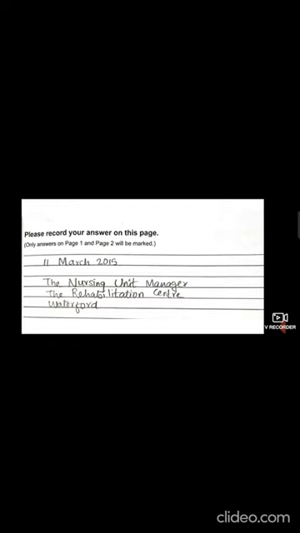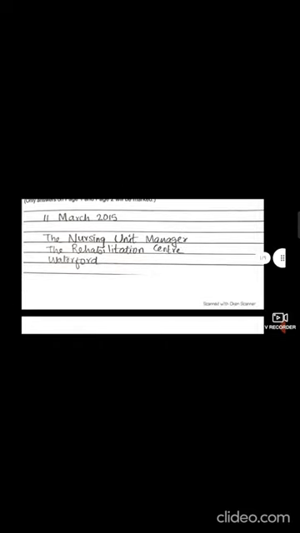In the address, there is no need to write the nursing unit manager if a name is given. But if there is no name given, you have to write the nursing unit manager. Otherwise, you can just write the reader name, and below you can write nursing unit manager. Here there is no name given, so I mentioned the nursing unit manager, the rehabilitation center, Waterfall.